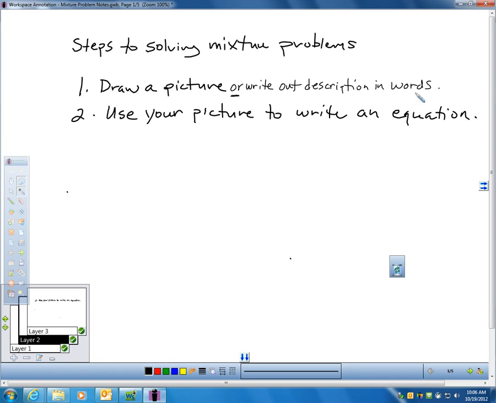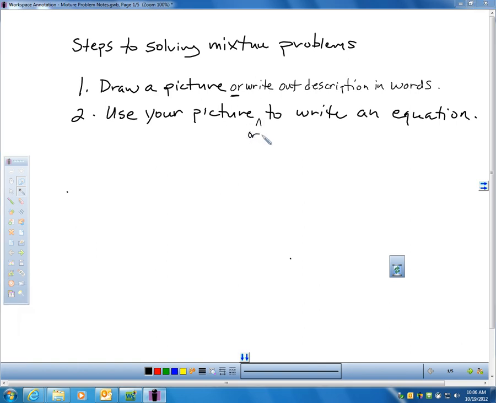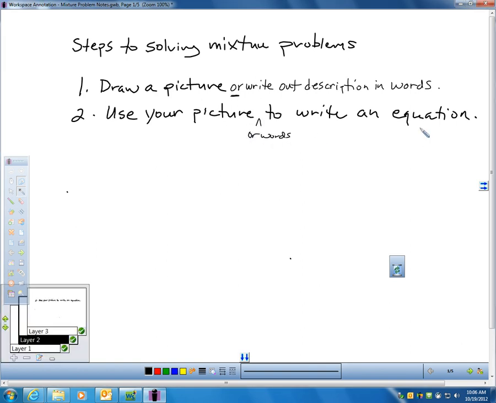I'll do that on each of the samples that I'm going to do with you today. And then you want to use your picture or words to write an equation. I can't emphasize how important it is to draw a picture or write out a description in words. In fact, on a quiz or test, I would give you credit even if you didn't have the whole thing right, if you would at least describe the situation properly. I would at least give you something.